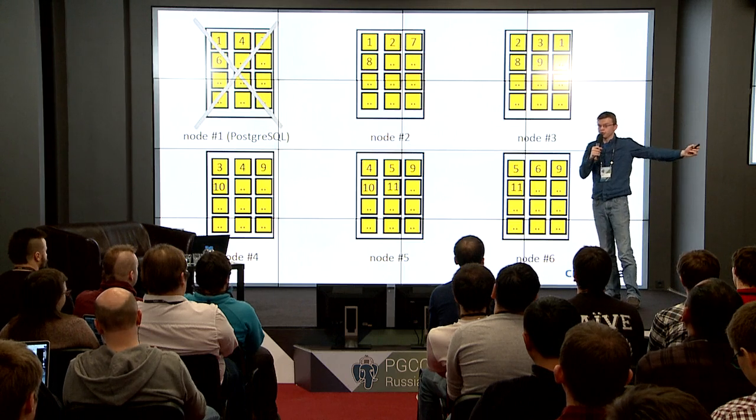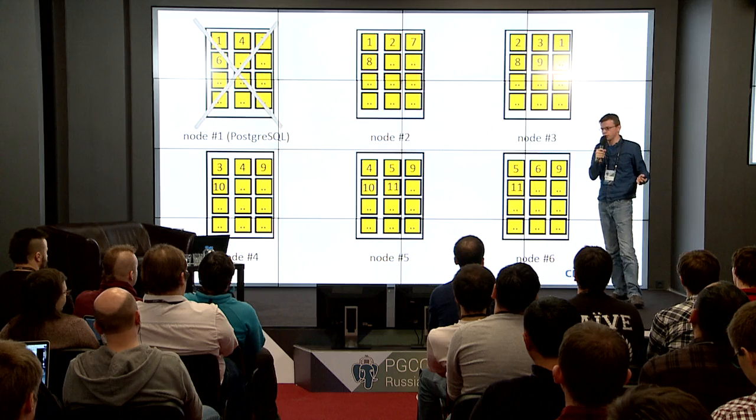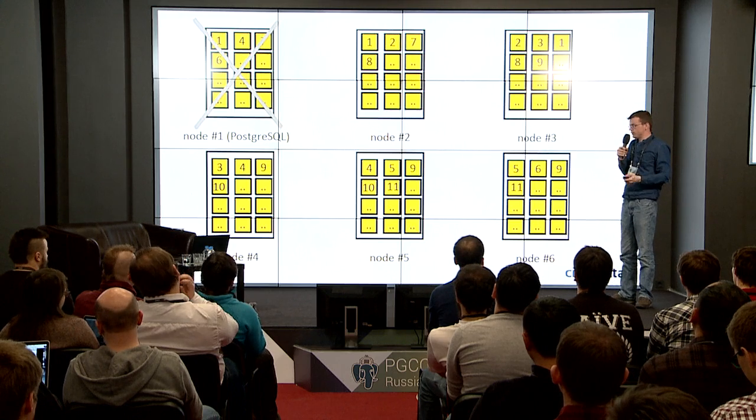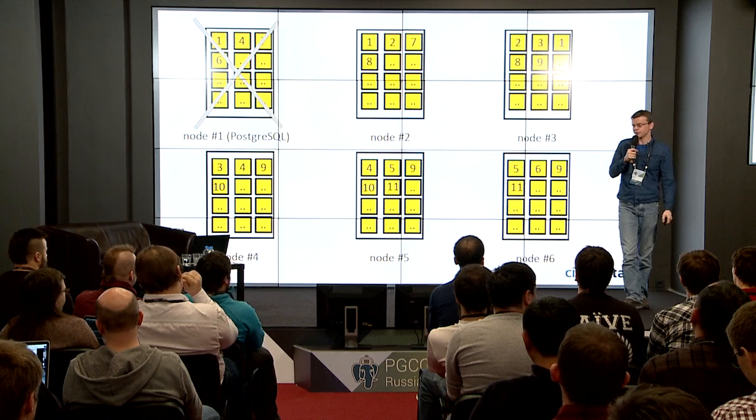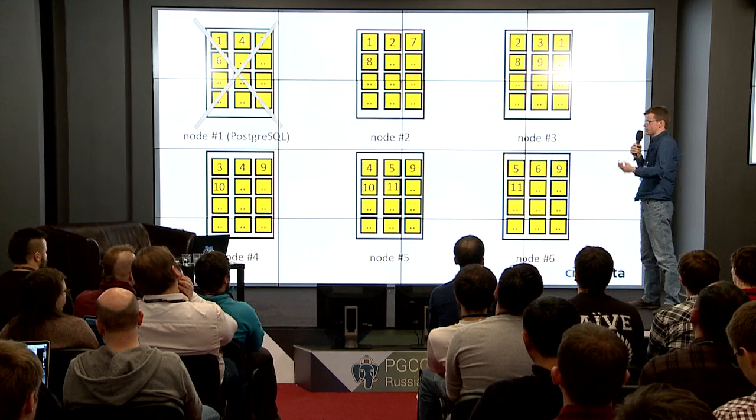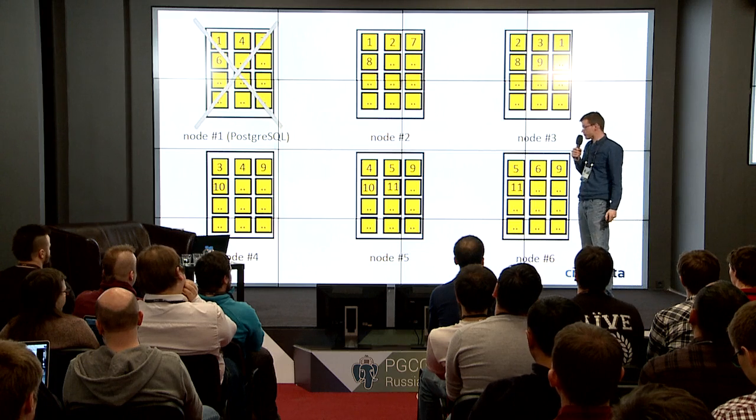And actually, if we have 100 nodes, which PGShard could well support, you only have a 1% increase in load on all the other surviving nodes. So that's a much more graceful way of handling failures.